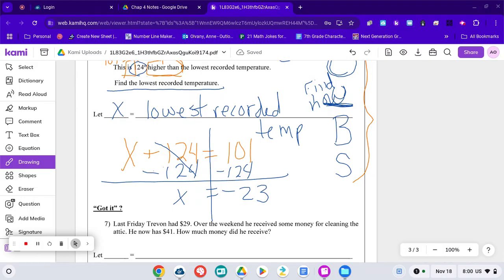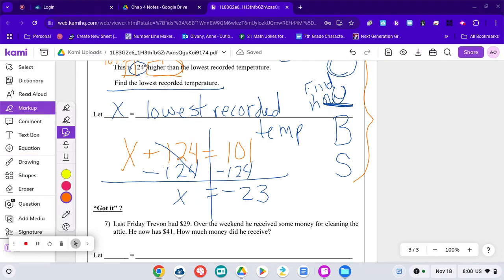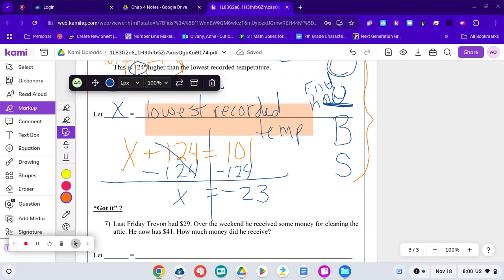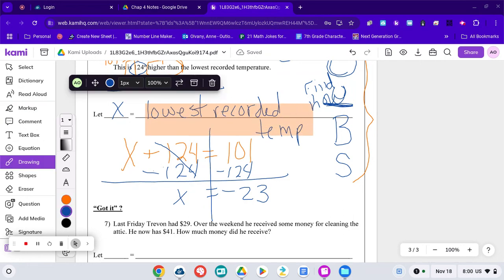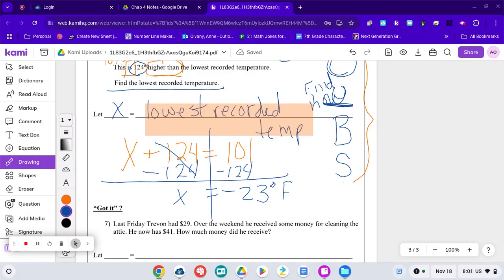Go back and think about what you were looking for. You were looking for a lowest recorded temperature. Does this make sense? Would my low temperature be a negative number? Yeah, it does. So negative 23 degrees Fahrenheit. Make sure you label it. And you could even say, is the lowest recorded temperature. I'm just going to write lowest temp because I'm running out of room.